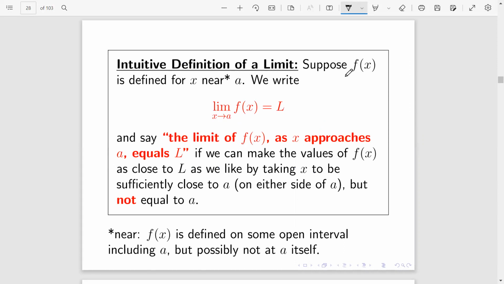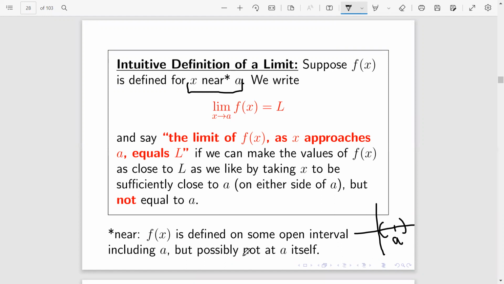So suppose you have some f of x which is defined near a. When I say defined near a, basically what I mean is that f of x is defined on some open interval, meaning if your a is somewhere here, we're looking at the points around a.